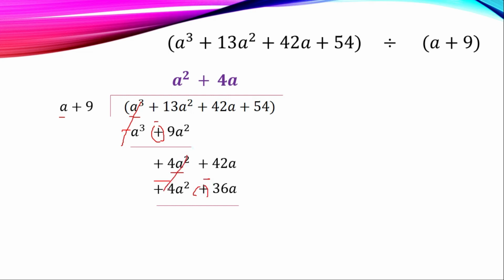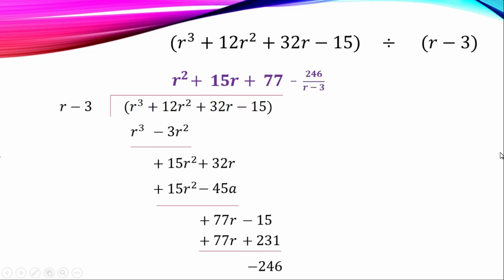Please bear with the writing. Proceed with the addition. 42a plus negative 36a. Your answer is positive 6a. Now, positive 6a divided by a is equal to positive 6. Then bring down 54. And then we have positive 6 times a is positive 6a. Then 6 times 9, we have 54. And you are done with dividing. So your final answer now is a squared plus 4a plus 6.